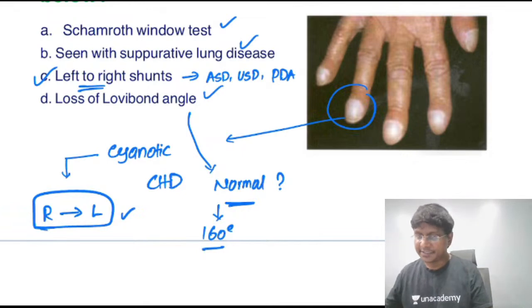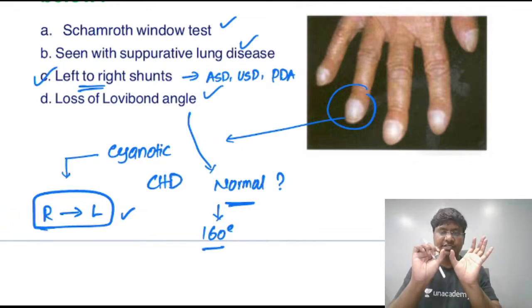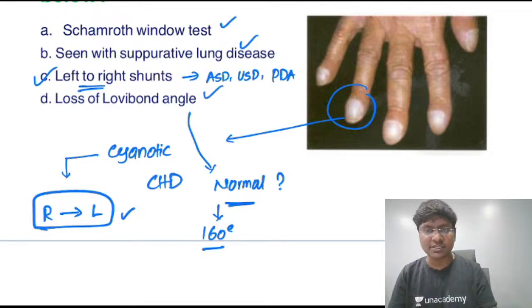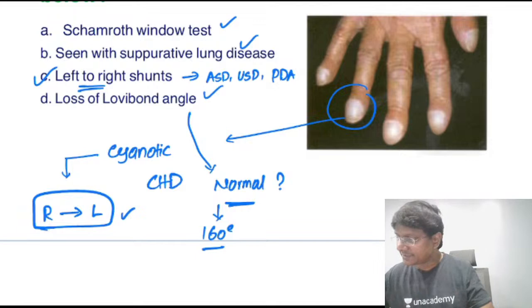Okay, right. Then, in the Shamrock test, what do you need to do? You need to approximate both the thumbs together, and you have to look for the presence of the diamond shaped space between the two thumbs. And if there is obliteration of this diamond shaped space when you have approximated them, we call the Shamrock test positive. Okay, right.